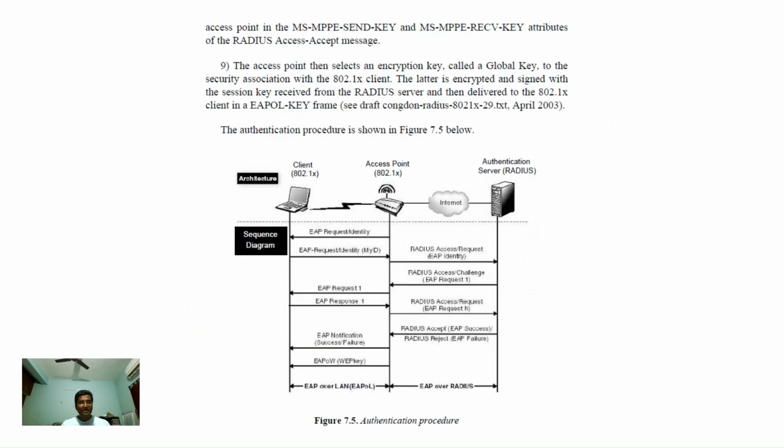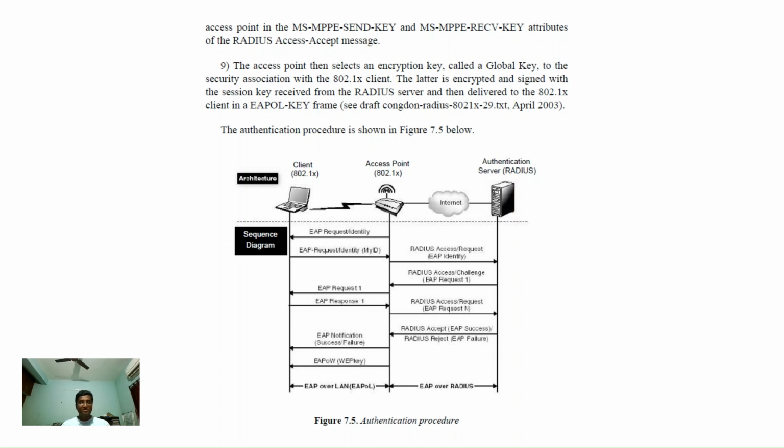And the last step is that the access point selects an encryption key called a global key, as part of the security association. So this is how it looks. What you can see is the authentication procedure. The client, the EAP request identity, the EAP request identity through the RADIUS, and the RADIUS reverts with a request, with multiple requests coming into the picture, the EAP over LAN, and the EAP over RADIUS. So this is the authentication procedure.